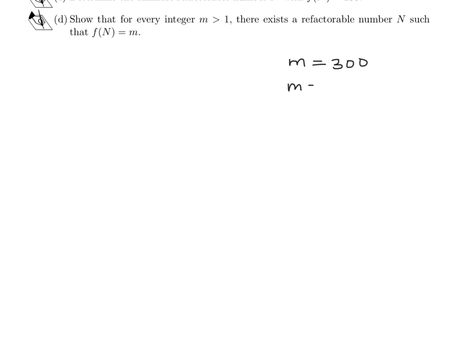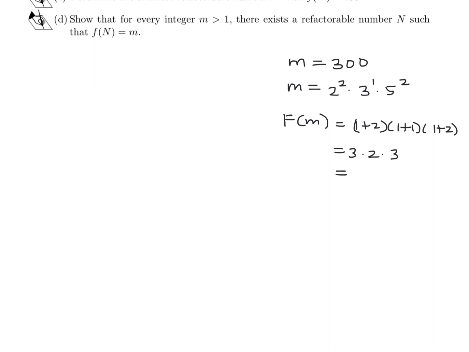First step, of course, is we want to break this up into its prime factors. So I believe it's 2 to the power of 2 times 3 to the power of 1 times 5 to the power of 2, right? So f at m would be, remember, 1 plus 2, 1 plus 1, and then 1 plus 2, which is 3 times 2 times 3, which is 9 times 2, 18. Now, I don't know if that was even useful, because I think we have to go the other way around. We have to figure out f at n equal to m.